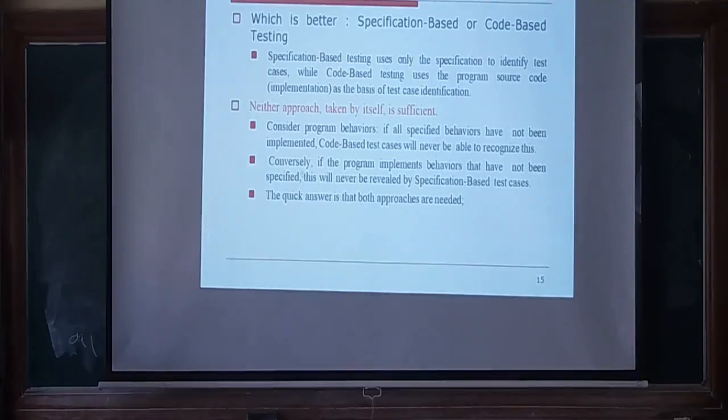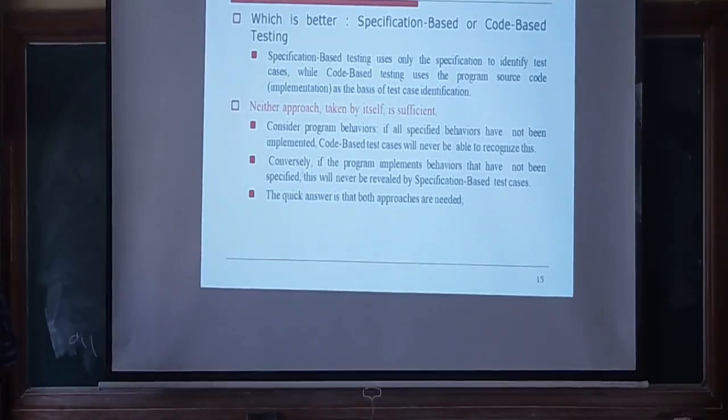Consider the program behavior. If all the specified behavior has not been implemented, the code-based test cases will never be able to recognize this. Suppose you have not implemented all the specified behavior, and you execute only code-based testing. It is not going to identify whether the specified behavior is included or not. Without specification-based testing, you cannot identify from the code alone whether a particular specified program behavior is implemented or not.